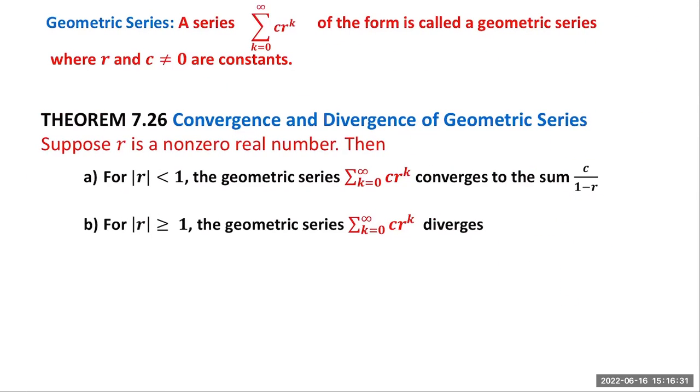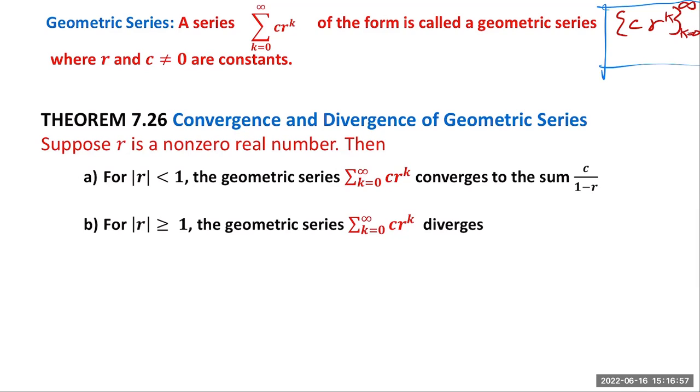Next, let me recall something that we discussed previously. We discussed geometric sequences. We defined what we mean by a geometric sequence. A geometric sequence was a sequence of this form, right? k goes from 0 to infinity. A sequence of this form is called a geometric sequence.